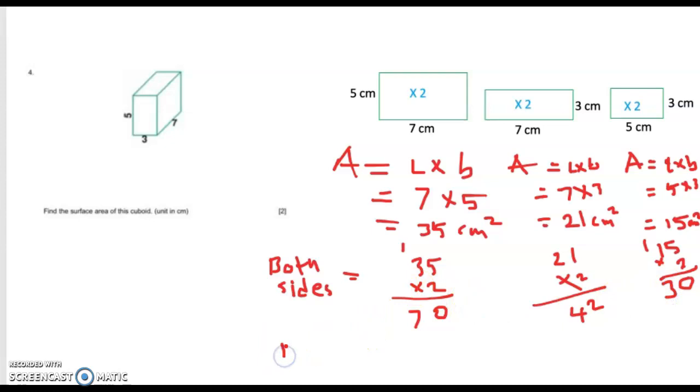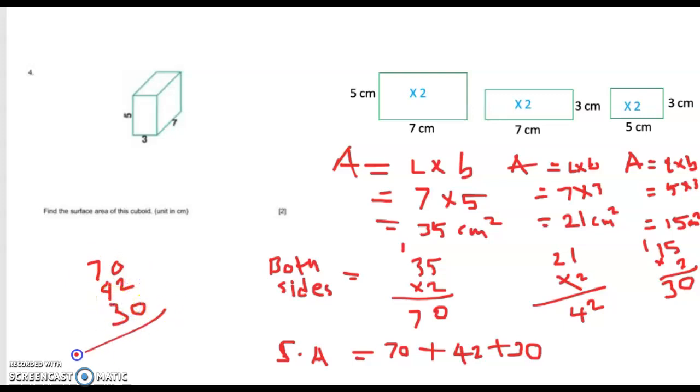So the surface area of the cuboid is equal to 70 plus 42 plus 30. So this means, let's add 70, 42 and 30. When you add, it is 7 plus 3 is 10, 10 plus 4 is 14. So it's equal to 142.